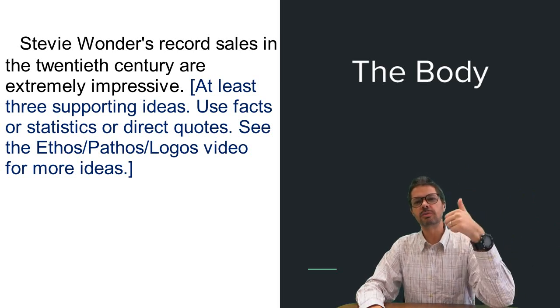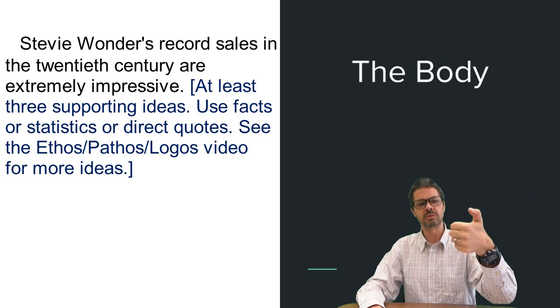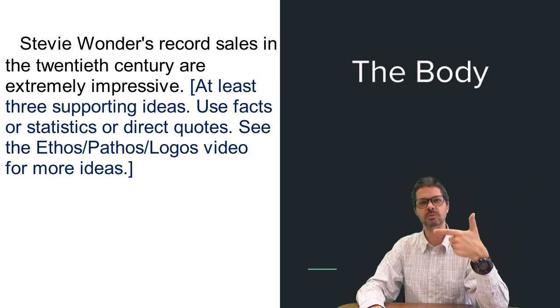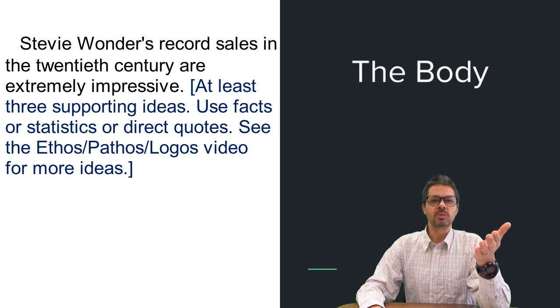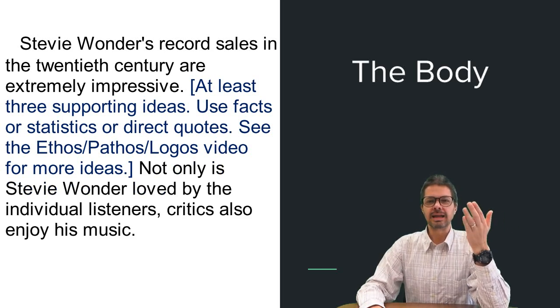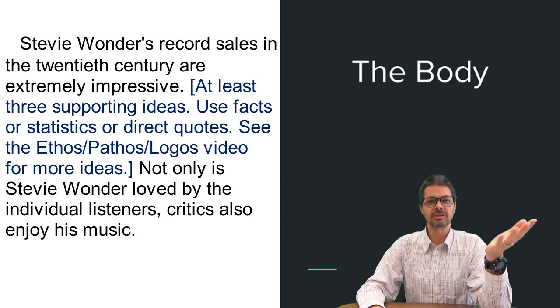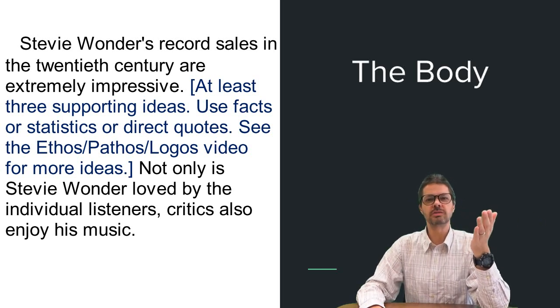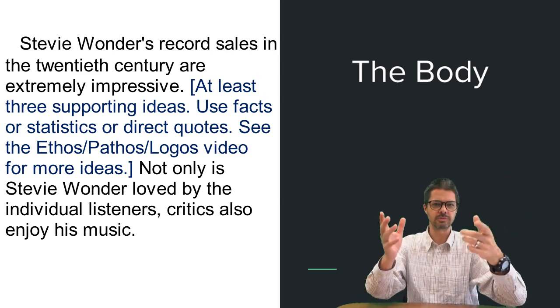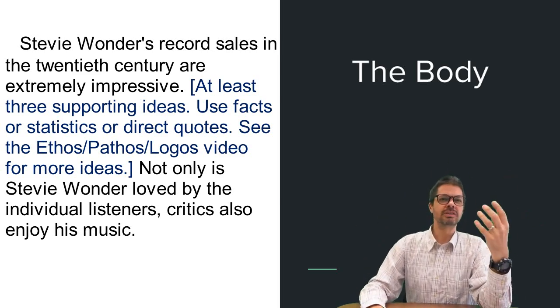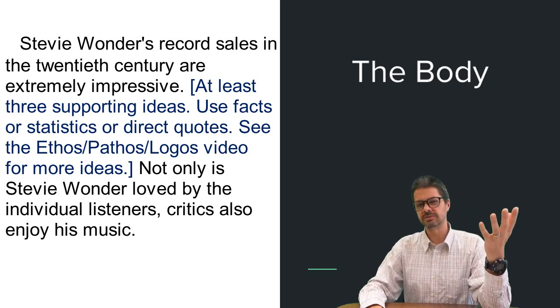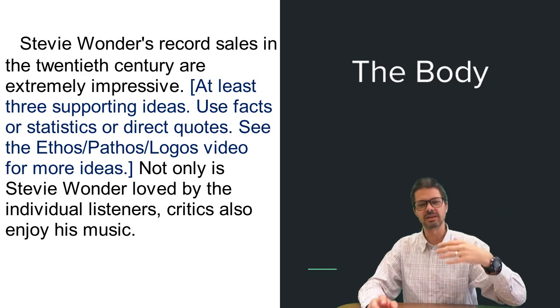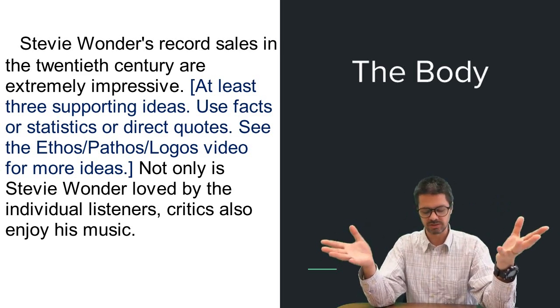So we want to go from record sales was the first one, right? And then the second topic here would be his awards. So, not only is Stevie Wonder loved by the individual listeners, but critics also enjoy his music. We're transitioning. And then the next body paragraph would start off, we know that Stevie Wonder is very influential because critics love him and he has won many awards. And then blah, blah, blah. We follow the same thing. I'm not going to go through all three, but you get the point.